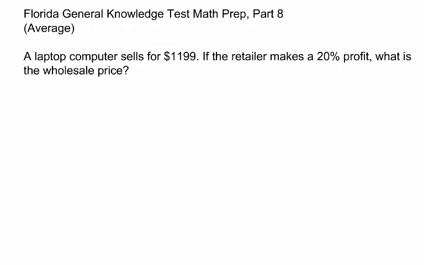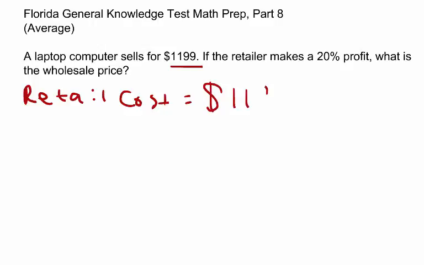So let's take a look at our information and set it up as an equation. The first thing we notice is that the cost of the computer after markup is $1,199. That's the retail cost. The retailer makes a 20% profit, so that's 20% over the full amount of the wholesale price.